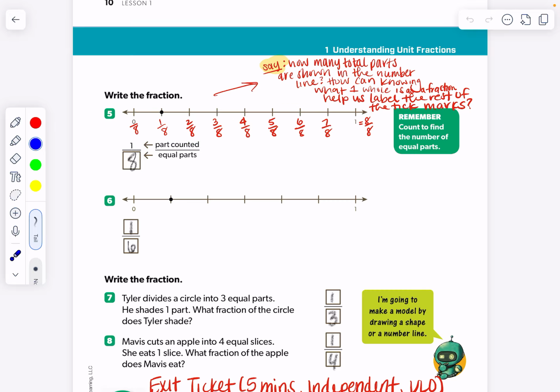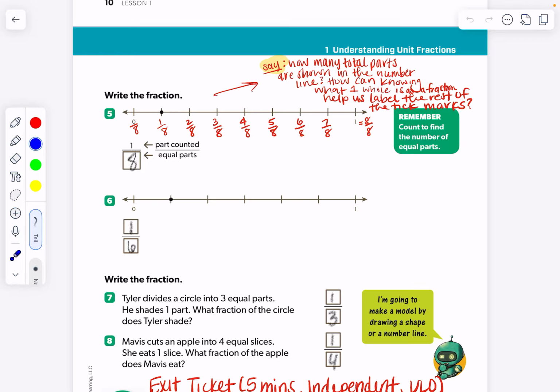A question to ask them is, how many total parts are shown on the number line? So students will have to count parts by counting from one tick mark to the other. So here's 1 part, 2 parts, 3 parts, 4 parts, 5, 6, 7, 8. There are a total of 8 parts, right? So how many total parts are shown in the number line?